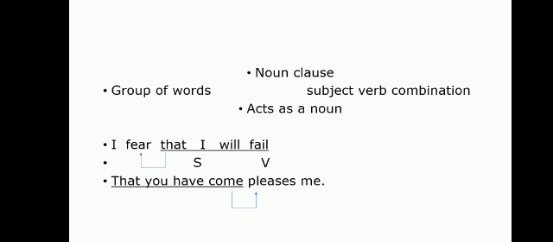That you have come pleases me. Over here, me is the object, pleases is the verb, and that you have come is actually the noun clause. Over here, this group of words, this noun clause, that you have come, is acting as a subject of the verb pleases. So students, you will say, what pleases you? The question is, what pleases you? And the answer is that you have come. You have got it? Now come on to the next one.